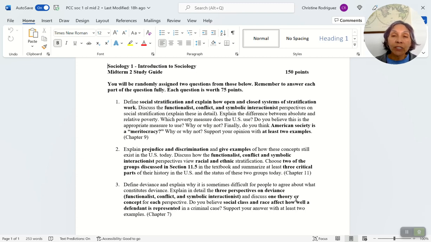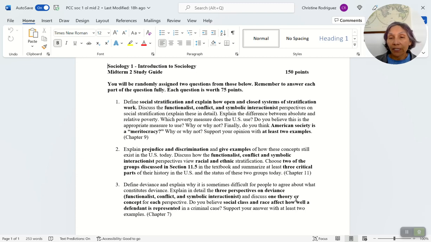Then I ask you to explain the difference between absolute and relative poverty. 2 different measures of poverty. The US uses one type of measure and other countries use another type of measure. And so I'm asking you, tell me what these 2 different measures are. How do they work? And then I ask you, which poverty measure does the US use? I also ask you, do you believe that this is the appropriate measure to use? There are some people who argue we should use a different measure. That's discussed in the text. Think about whether or not you agree with that.